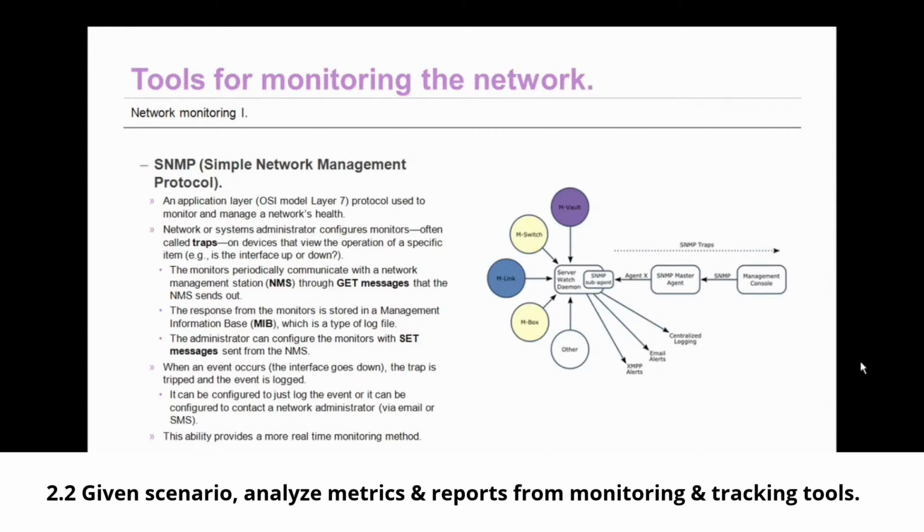When an event occurs, as in the interface goes down, the trap is tripped and the event is logged. SNMP, just like syslog, can be configured to just log the event, or it can be configured to contact the network administrator. SNMP gives network and systems administrators the ability to provide more real-time monitoring of a network's performance and health.